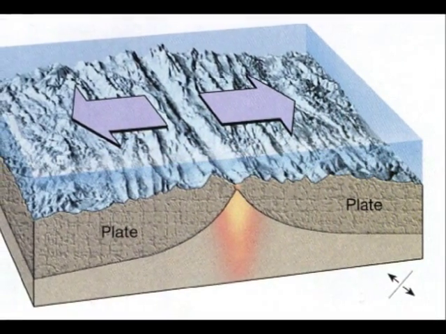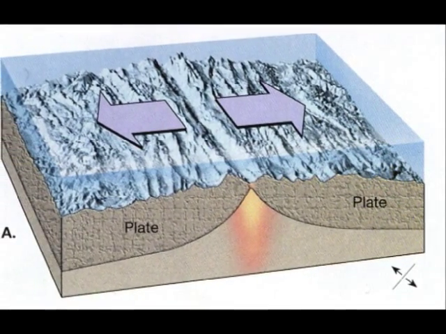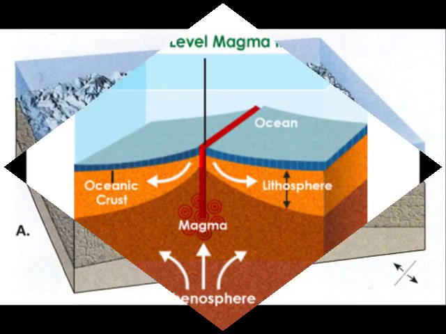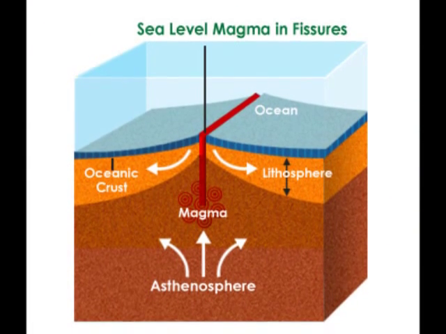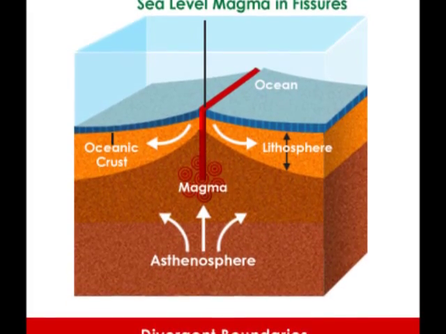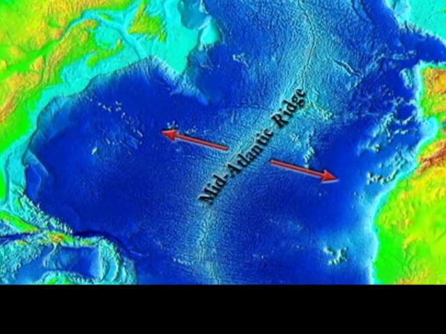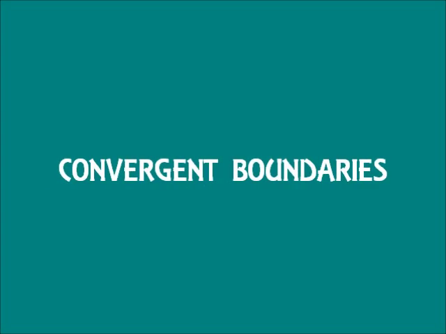Now on to divergent boundaries between oceanic plates. These are considered spreading centers because new oceanic lithosphere is produced here. This is when two oceanic lithospheres move apart to create a mid-ocean ridge, causing seafloor spreading. An example of this process is the Mid-Atlantic Ridge.